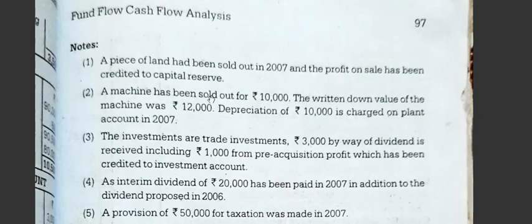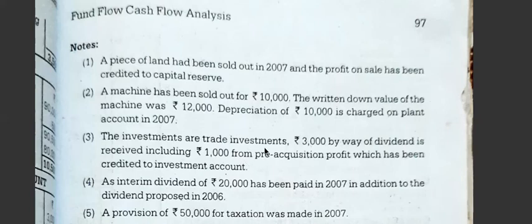Next, a machine has been sold out for rupees 10,000. The written down value of the machine was rupees 12,000. Depreciation of rupees 10,000 is charged on plant account in 2007. Here, the machinery is sold out, and the written down value and the depreciation are also given. That is the second point. We will open a machinery account, then we will transfer all those things. There we will come to know in which activity it will move.